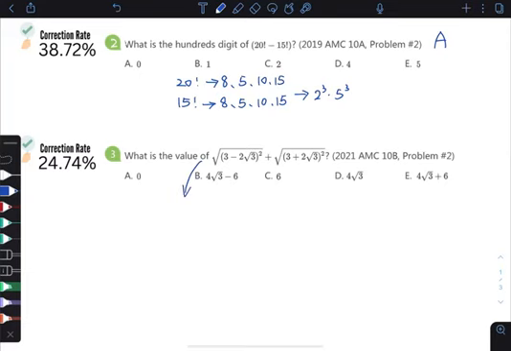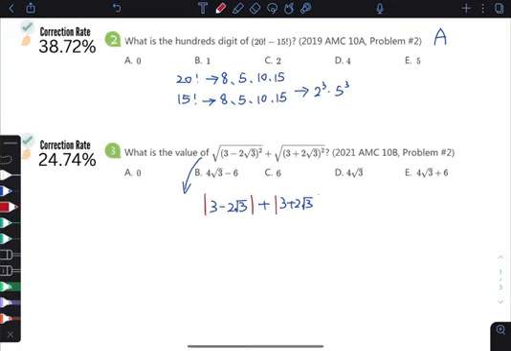Let me write it down: 3 minus 2 square root of 3. Another thing you need to notice is the principal square root must be a positive number. So don't forget to give an absolute value sign to it. As for the second part, 3 plus 2 square root of 3, also the absolute value of this number.